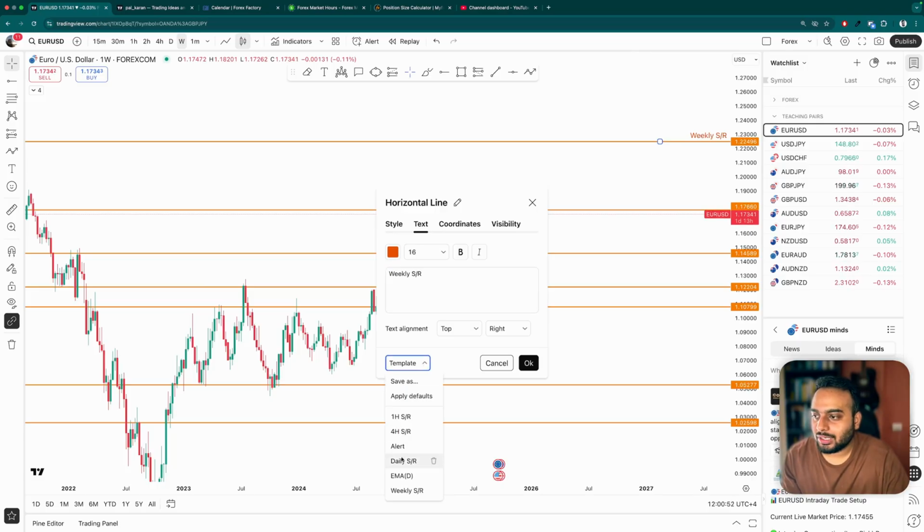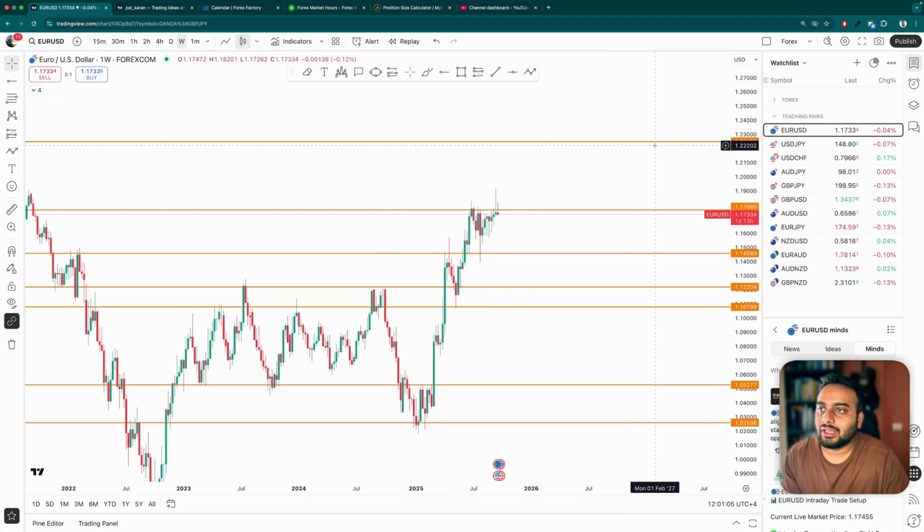I already have this marked as a template and I have it for different lines. So 1 hour, 4 hour, daily, and weekly. So you can just add text right here and save it as a template so that you can reuse it for all your future lines.